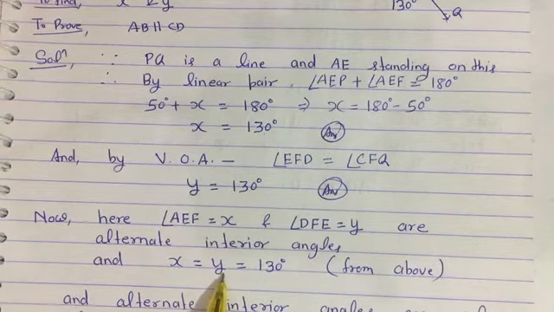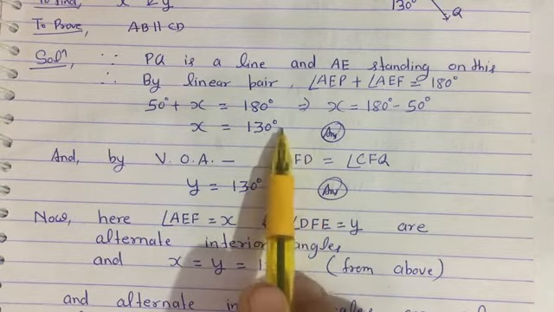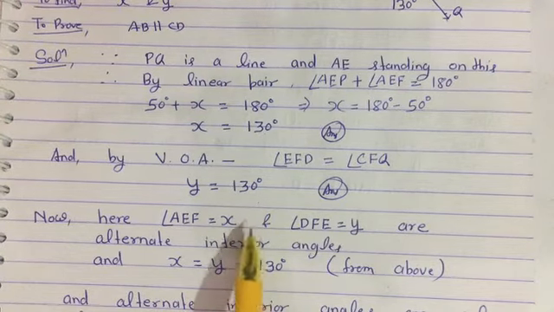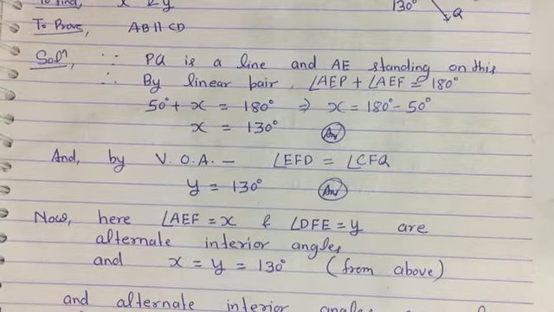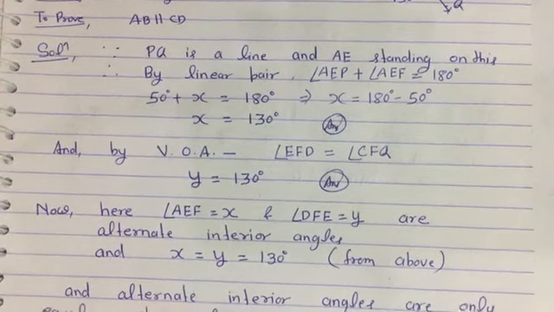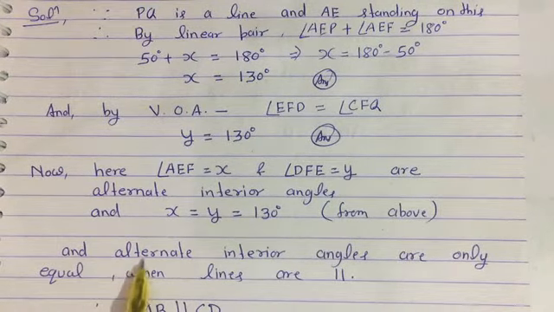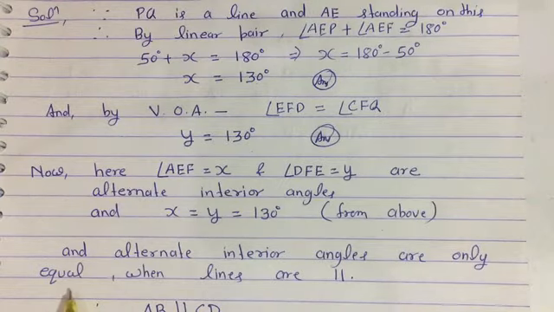x is equal to y, and both are equal to 130 degrees from above. Here I am writing because x is 130 and y is 130. Now the main statement is what? Our main statement is: alternate interior angles are only equal.